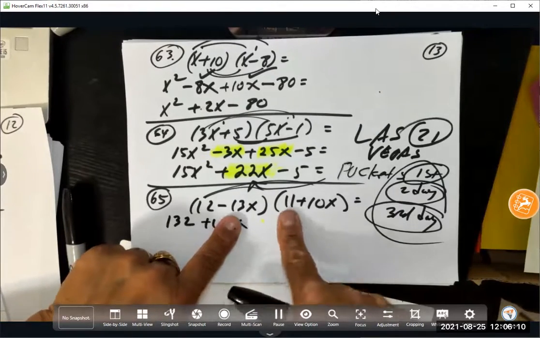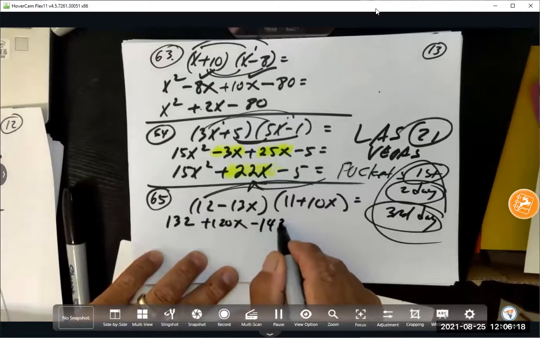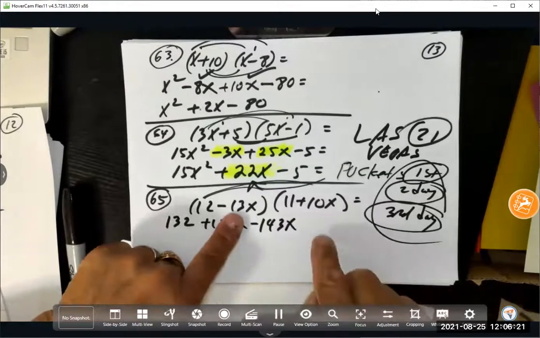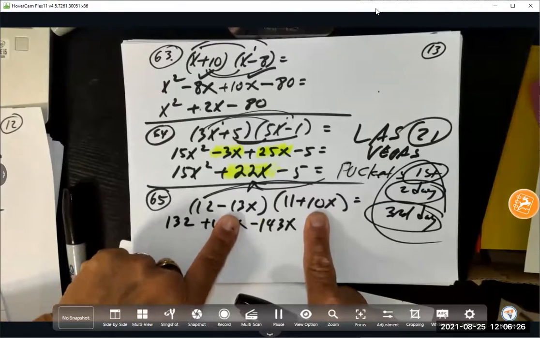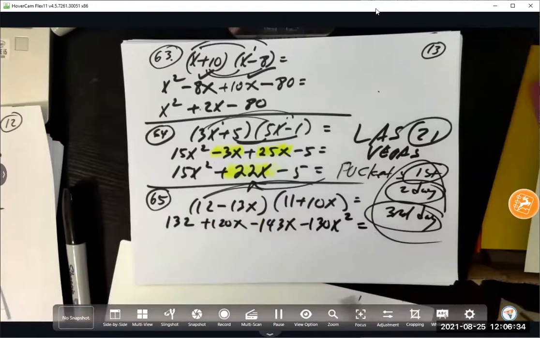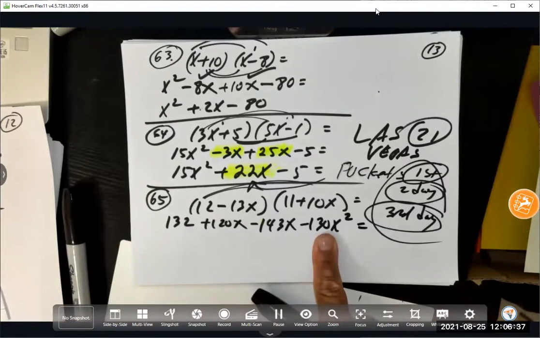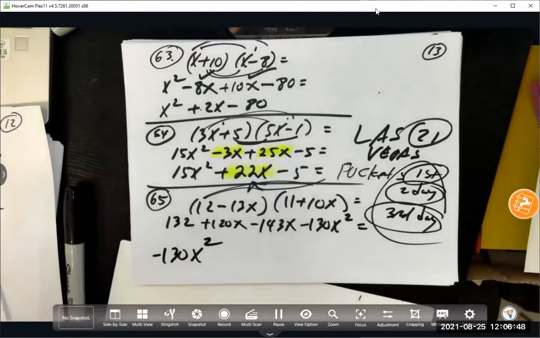And what's negative 13 times 11? Do it in the calculator. Negative 143. There you go. Negative 143x. And over here, a negative 13x times a positive 10x. What do you think? Negative 130x squared. Okay, now let's see the highest power. I have an x squared, I have a negative 130x squared. That's it. No more x squares? No more. So I'm just going to write this one first. Negative 130x squared. The high power, I'm going to write that one first.